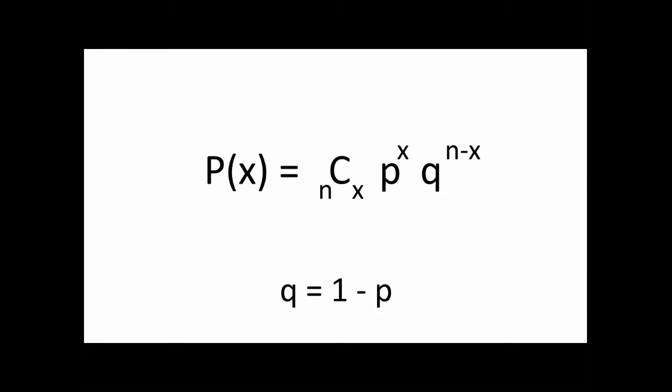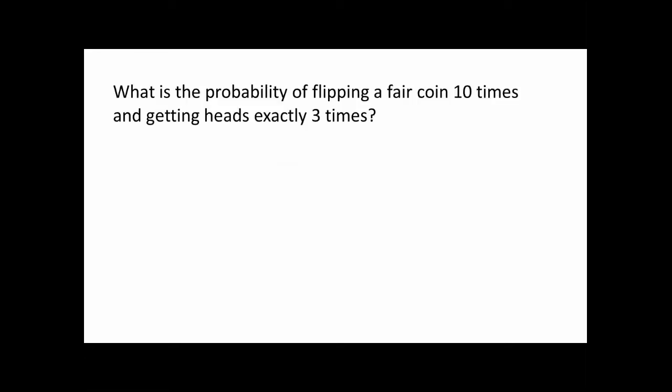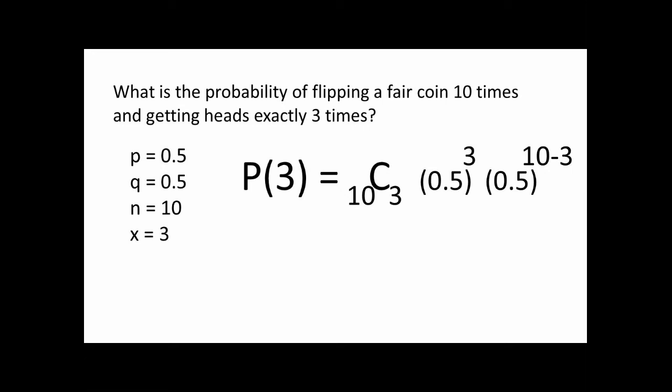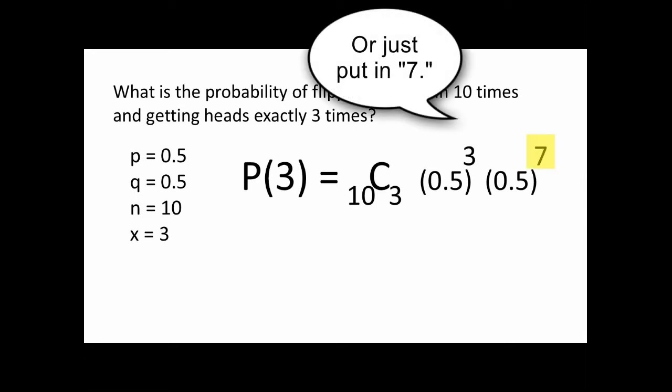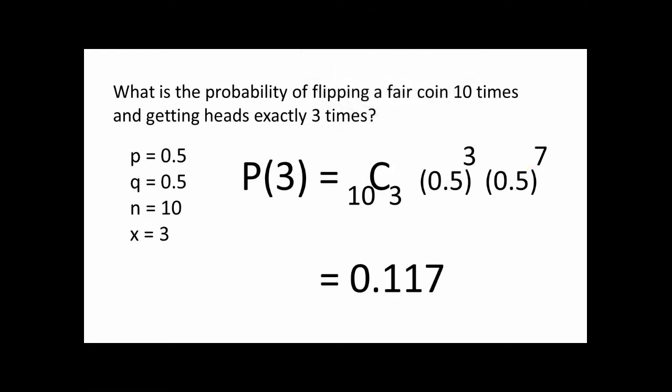Now we can try an example. What is the probability of flipping a fair coin 10 times and getting heads exactly 3 times? Here, the probability of success is 0.5, and the probability of failure is also 0.5. We have n equals 10 trials, and we want to know the probability of x equals 3 successes, and we can put it in the calculator. Remember to use the caret to do exponents, and if you are actually typing 10 minus 3 for the exponent for q, to put that part in parentheses. The answer to 3 decimal places is 0.117.